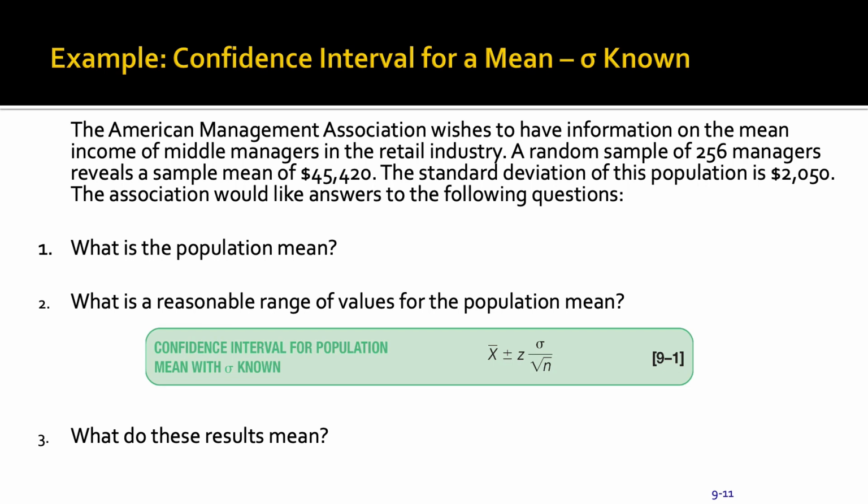Notice here we have X bar, where we will plug in our 45,420, plus or minus Z. Z is going to be associated with the 95% level of confidence, which will of course be 1.96 as we learned in previous slides, times sigma, which is our 2,050, the population standard deviation, divided by the square root of n, which is 256. And then we will interpret what this means. The next slide is a solved example on whiteboard where I will talk you through specifically the steps needed to answer this question.